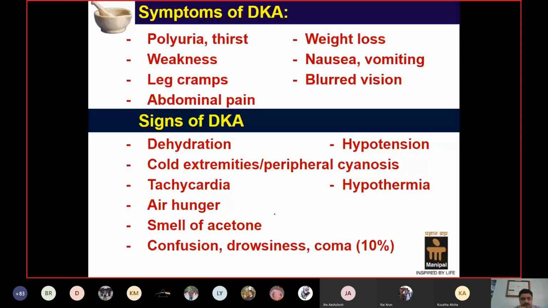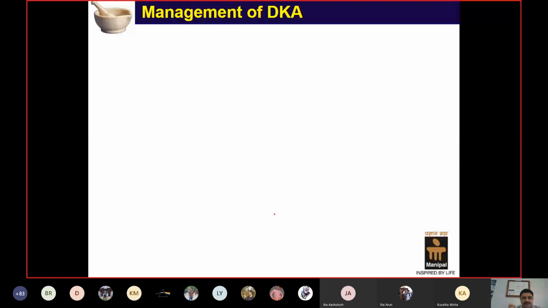Now, how will you manage? The first and foremost thing for the management of diabetic ketoacidosis is to control the blood glucose level. So you have to use insulin, and this insulin is given intravenously. For intravenous use, we prefer regular insulin, unlike the intermediate insulins. The protamine insulin or zinc insulin are not preferred.